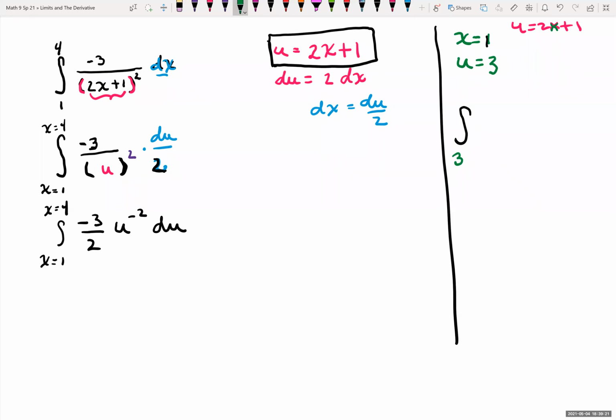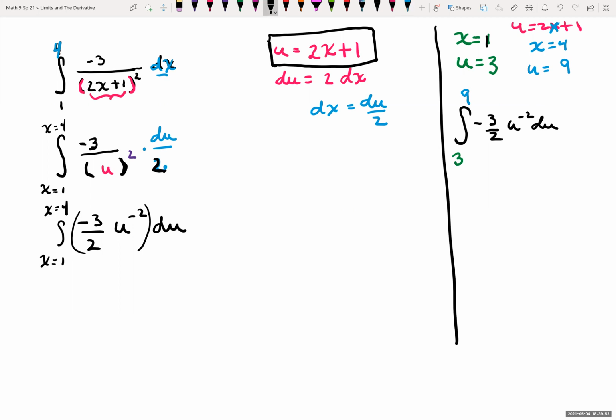And then I can just use the same integrand, -3/2 u to the -2 du. And so let's look at when x is 4. So when x is 4, if we go back in here, we could figure out what u has to be. So we have 2 times 4 is 8. 8 plus 1 is 9. So our bound here is 9.